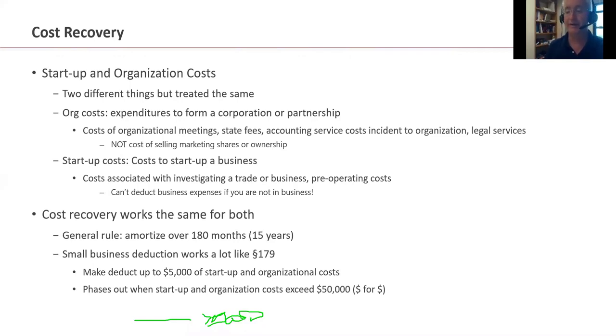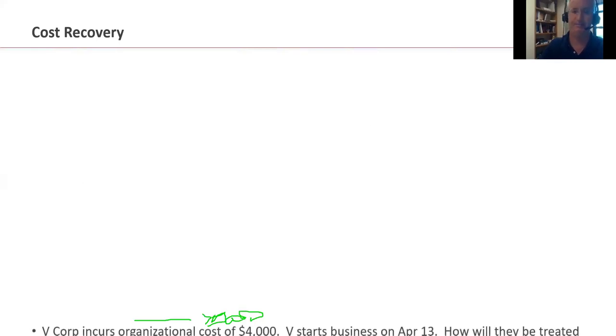So what we're going to do is phase it out when you're not a small business. In this case, the definition of small business is when your startup or org costs do not exceed $50,000. The second you get to $50,001, then you need to phase out that $5,000 dollar for dollar. Don't worry, we're going to do an example.